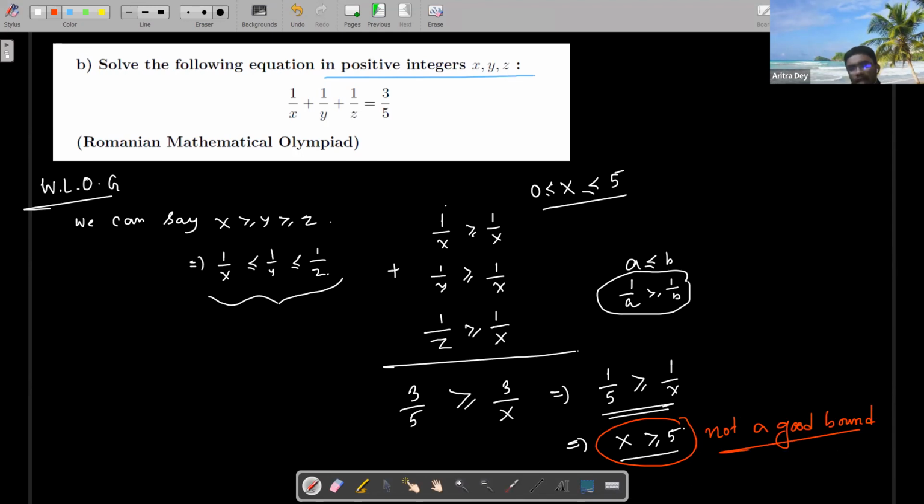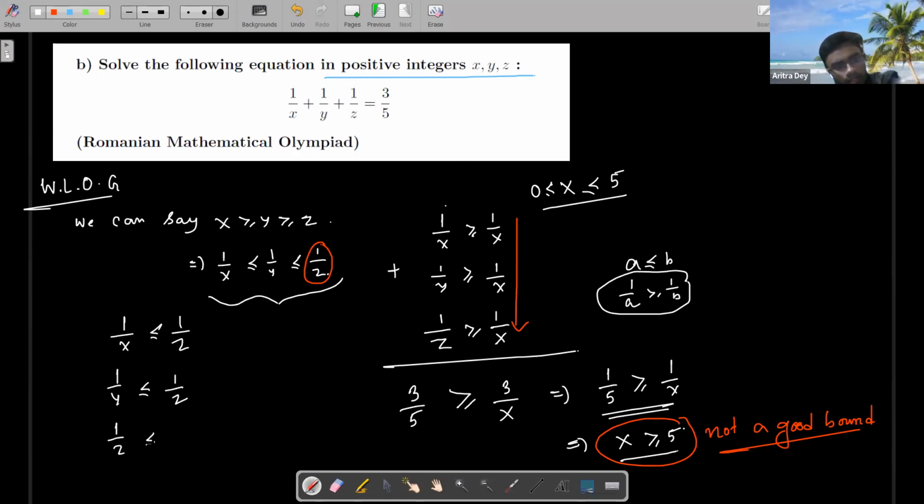Because x greater than 5 doesn't give any case, so this particular thing doesn't work. Now I can try to find out a bound on z. If we try the bound on z, what we get finally is 1 by x is lesser than 1 by z, 1 by y is lesser than 1 by z, and 1 by z is equal to 1 by z.